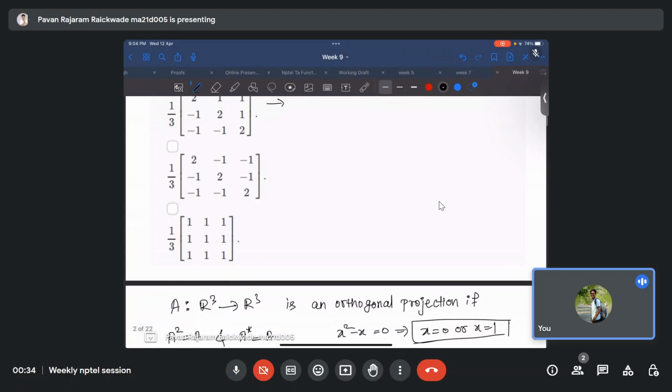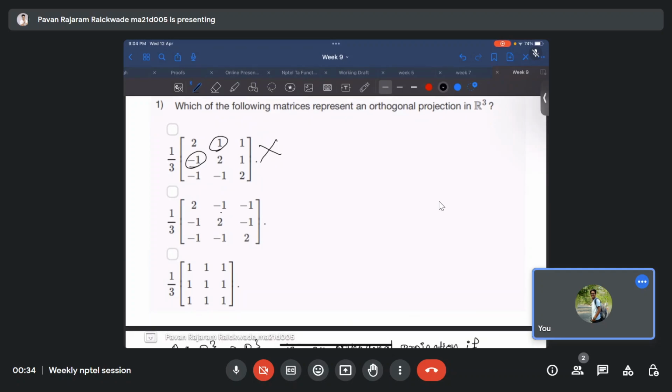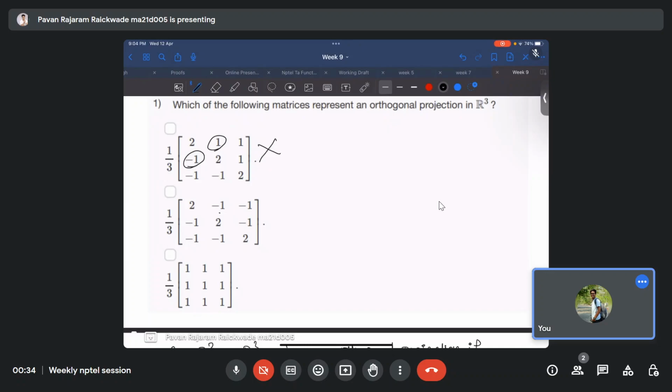Or we can check the second condition, A star equals A. So the first one is not self-adjoint, so this is not an orthogonal projection. Then the second one is self-adjoint, but can we guess some eigenvalue of this matrix? Let's see, 2 minus 2 is 0. I guess we have to calculate.